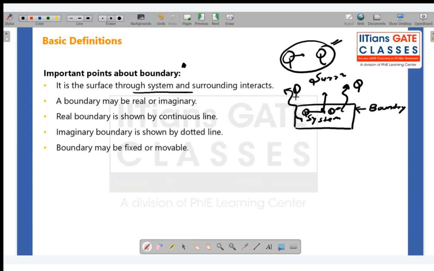Just one second. Okay, so this much is clear, Amit. First of all, then we will discuss more about boundary. Yes? No, Amit?